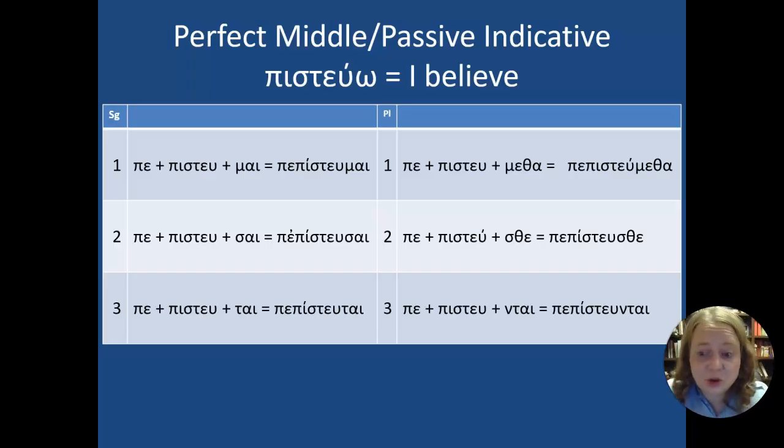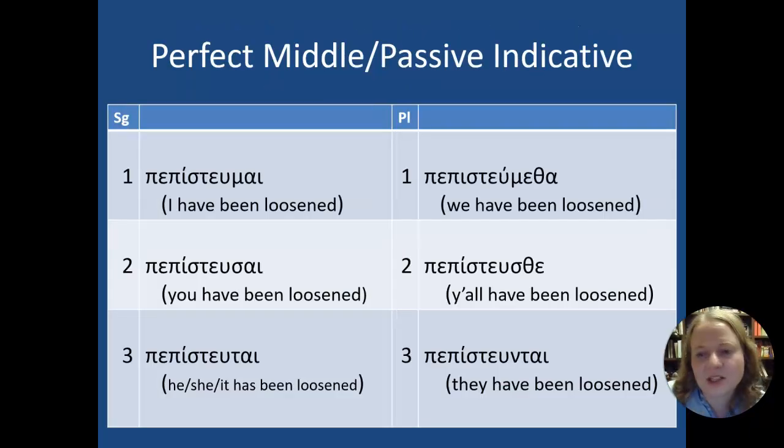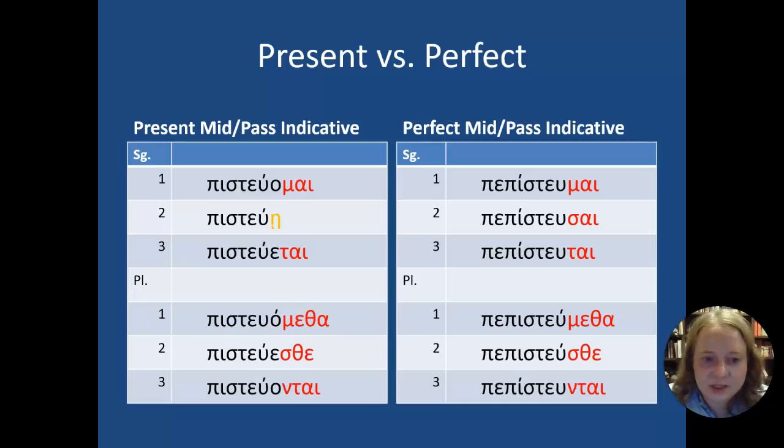So that's them. There's no connecting vowel, but it's exactly the endings that you learned for the present middle passive. So this is very recognizable because of the doubling and because they're endings that you already know. Pepisteumai means something like I have been loosened. Pepisteusai, you have been loosened. Pepisteutai, he, she, it has been loosened. Pepisteumetha, we have been loosened. Pepisteuste is y'all have been loosened, and pepisteuntai, they have been loosened.